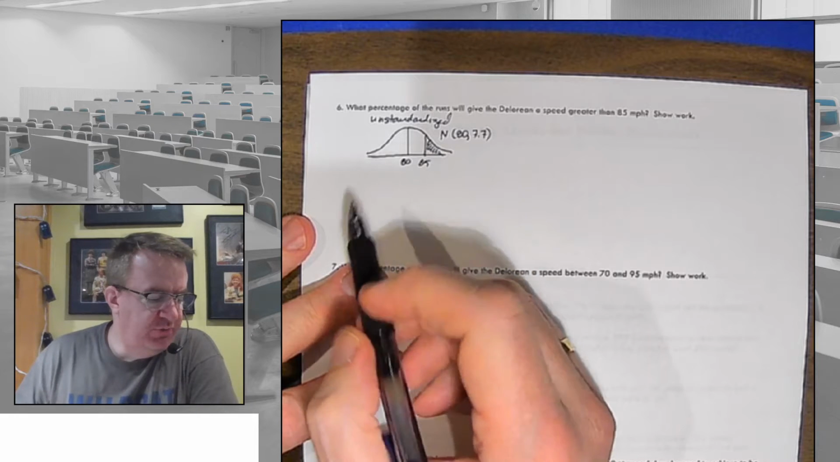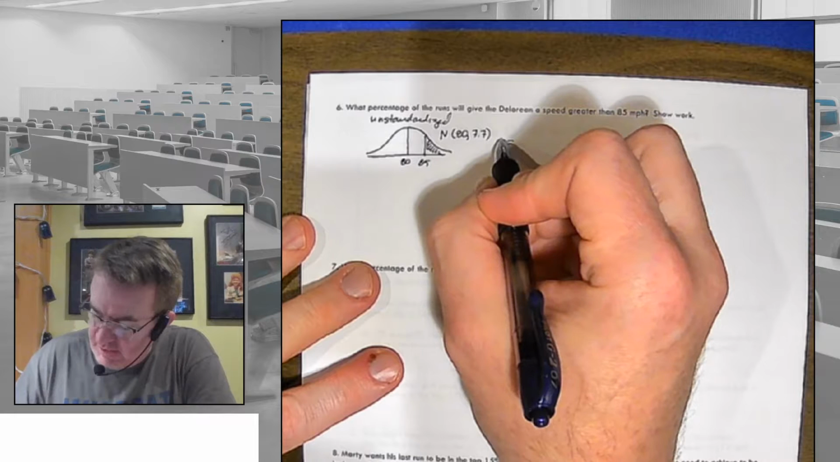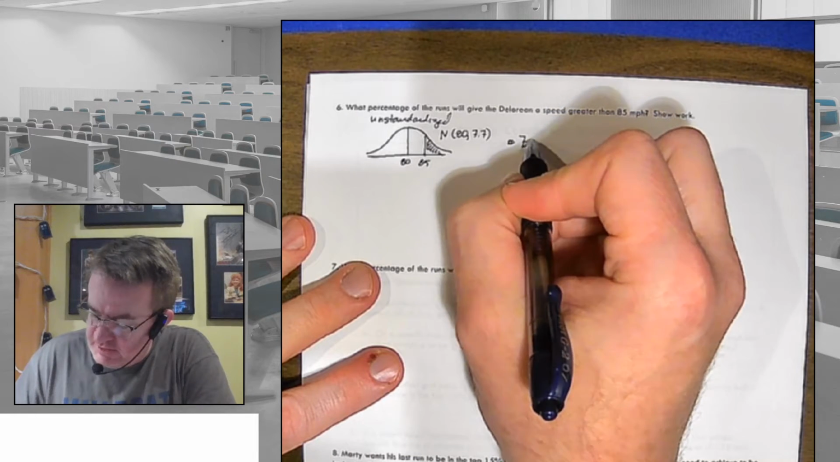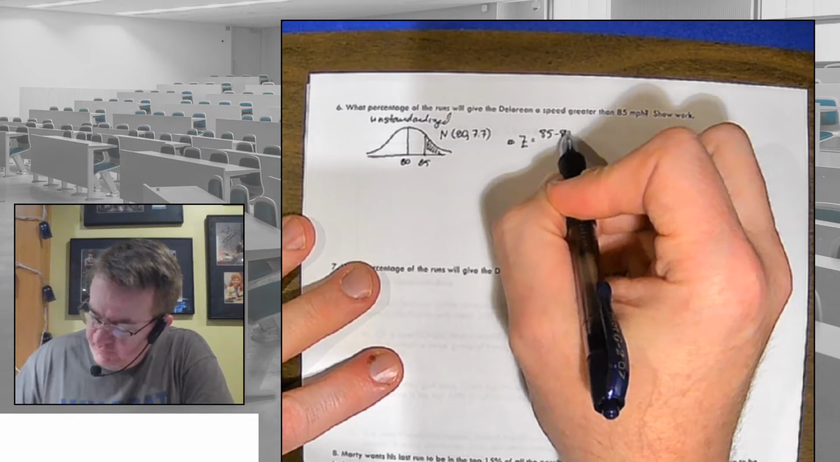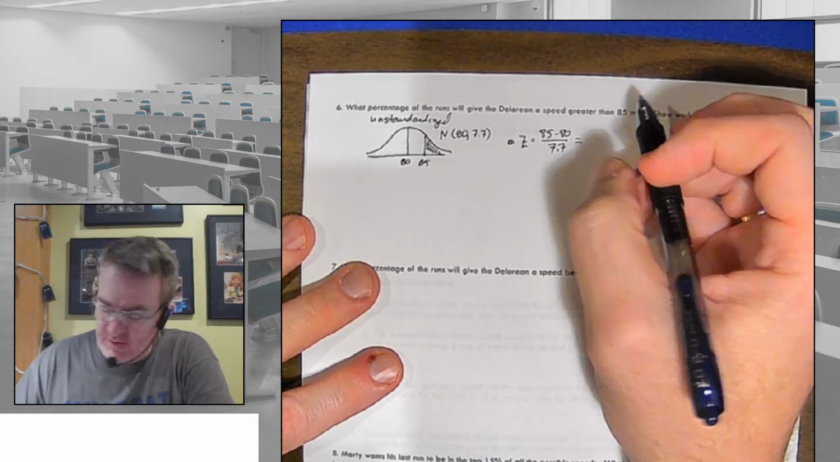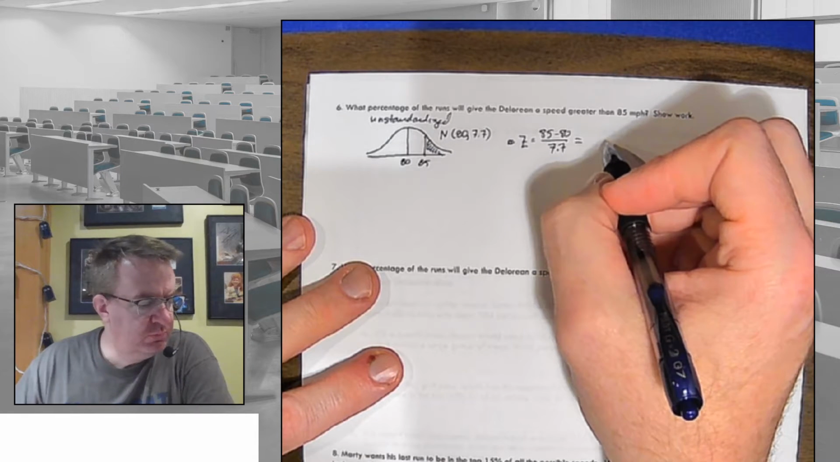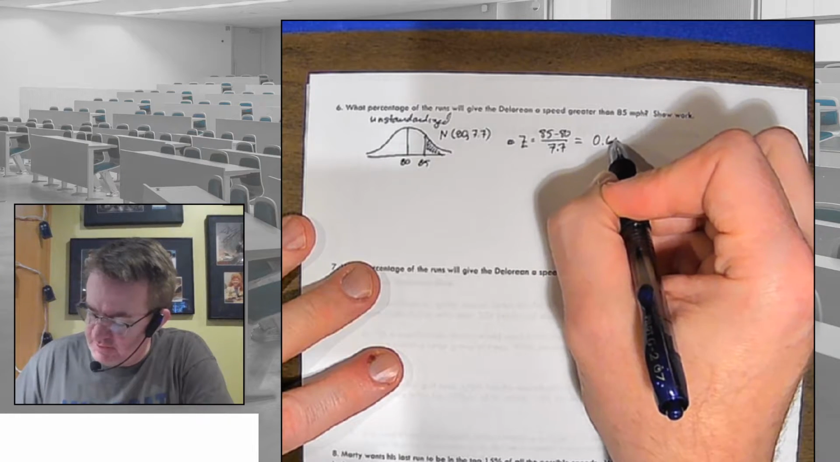From there, we're going to figure out the z-score. z is equal to 85 minus 80 divided by 7.7. When you do all that math, you get 5 over 7.5, so it's 0.65.